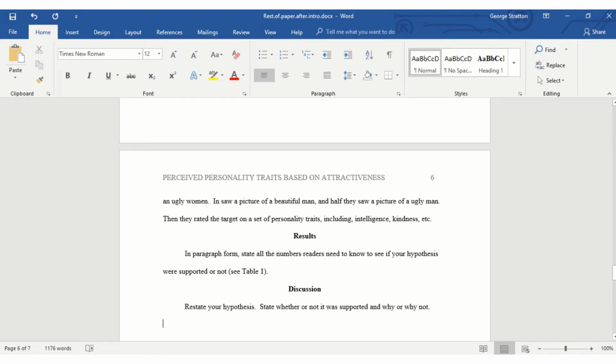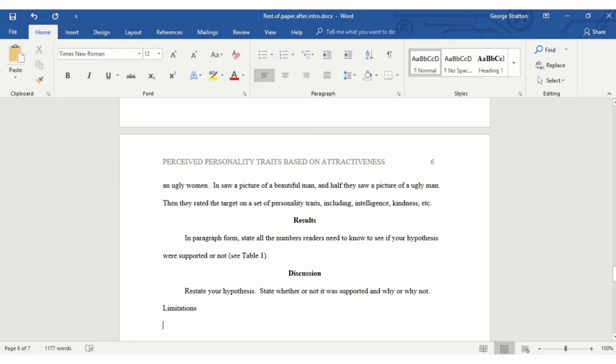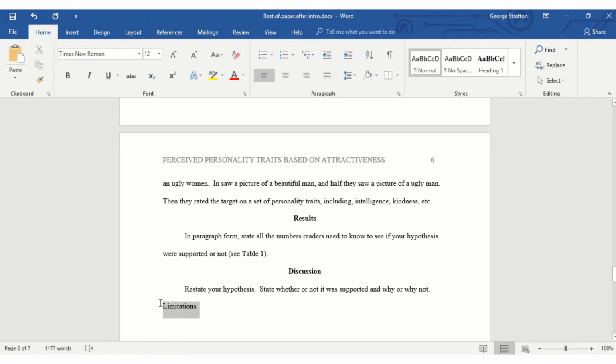Then you're going to start talking about limitations. There's no such thing as a perfect study, and as students, you're especially going to have flaws in your study. So you need to have a section that lists out the major flaws to your study and why they're flaws, giving the vocab terms. So list out major flaws in your study, stating the appropriate vocab term, and why it's a problem.